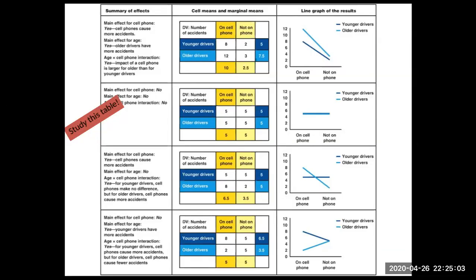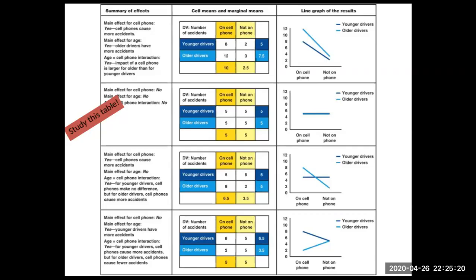Well, for the blue line, which doesn't move for younger drivers, it makes no difference if they're on a cell phone. For older drivers, way more accidents when they're on a cell phone than when they're not on a cell phone, just as it says on the left.